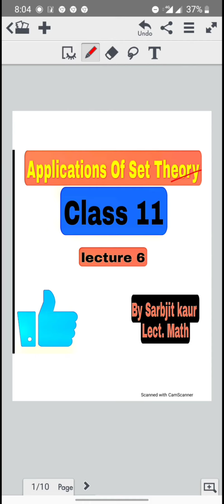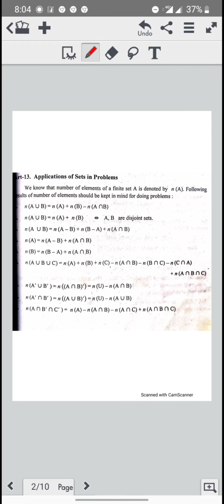Good morning, students. Today's topic is applications of set theory, which is the last topic of set theory. First of all, results of applications of sets in problems. First result is: the number of elements of A union B is equal to n(A) plus n(B) minus n(A intersection B). Second is: n(A union B) is equal to n(A) plus n(B) when A and B are disjoint sets. That is, when A and B are disjoint, then A intersection B is equal to phi.